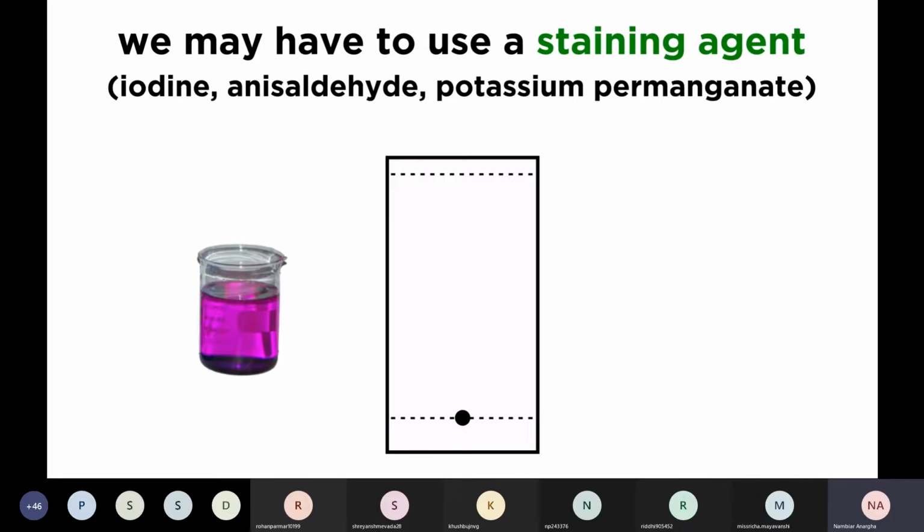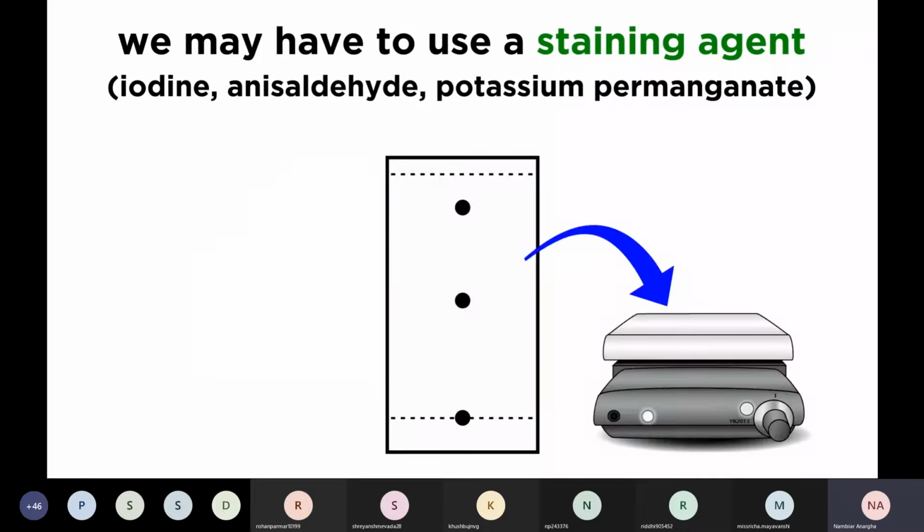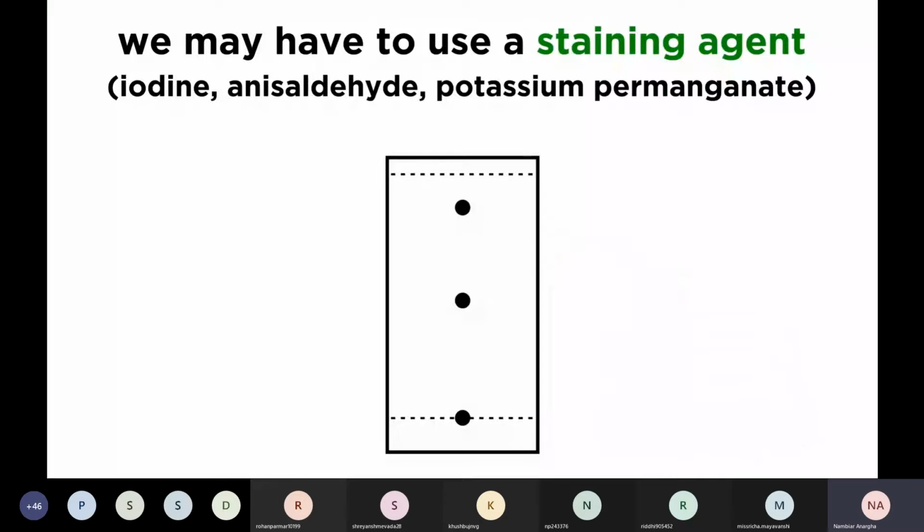Instead of UV light, sometimes we will have to use some kind of staining agent, like iodine, anisaldehyde, or others. These each react with a particular type of functional group and will cause the spots to become visible. So we just use some tweezers to dip the plate in there, wash it off, and put it on a hot plate until the spots show up. And then we have visual data to work with.